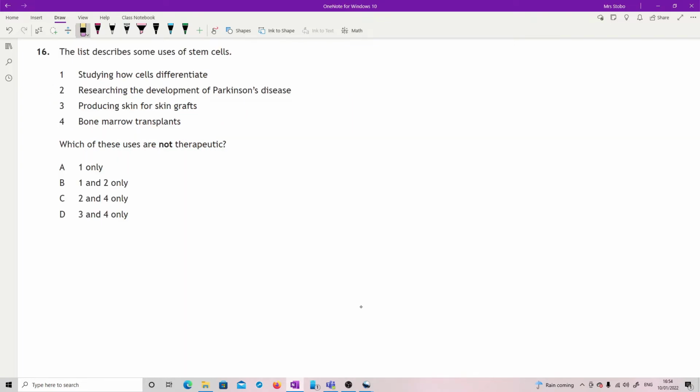Okay, question 16. The list describes some uses of stem cells. Studying how cells differentiate, researching the development of Parkinson's disease, producing skin for skin grafts, bone marrow transplants. Which of these uses are not therapeutic? So therapeutic means that we're looking at something that is being used medically. So studying how cells differentiate is not medical, and researching the development of a disease, although it might become something that is used medically, is not a therapeutic use, because it's not being used to treat somebody. So 1 and 2, so B.